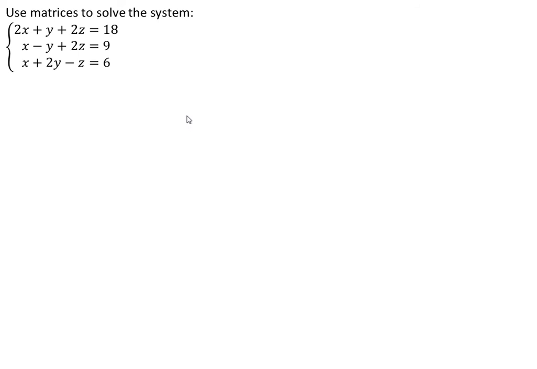To solve the system using a matrix, we're going to start by writing the augmented matrix that corresponds to this system. And from here we have a couple different techniques, but they both start off the same way. When we get to a certain point, then we'll have to decide which technique we want to use.